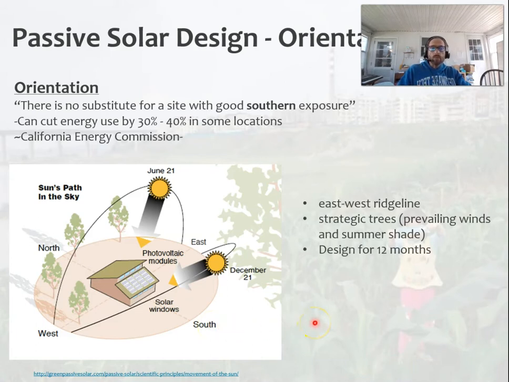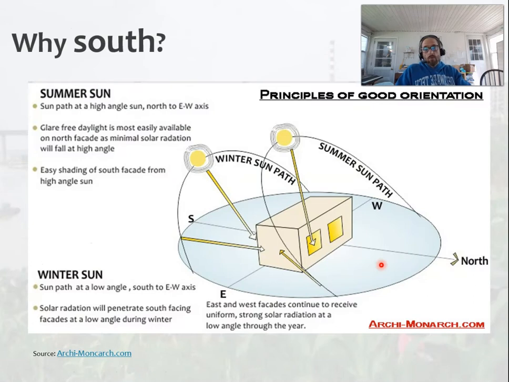Okay, so number 1, we have orientation. Orientation is just compass direction, so which direction your building is faced. And in the northern hemisphere, where we are, the long end of your building should face south. So east-west ridgeline means the long end, like the peak of your roof, should be east-west. And I'm sure you hopefully have a sense of the reason for this. And that is in the northern hemisphere, if you look at the path of the sun throughout the day and throughout the year, it's almost always south.